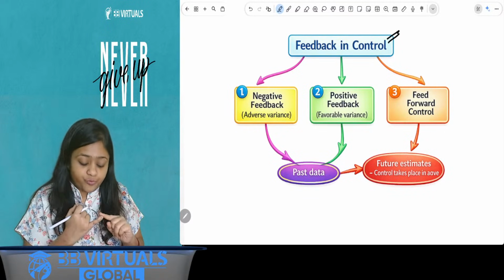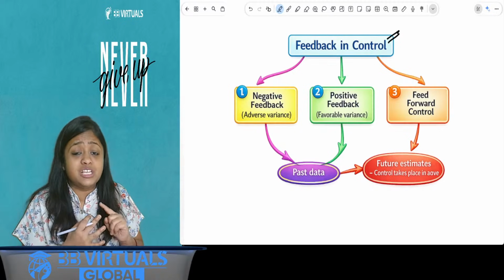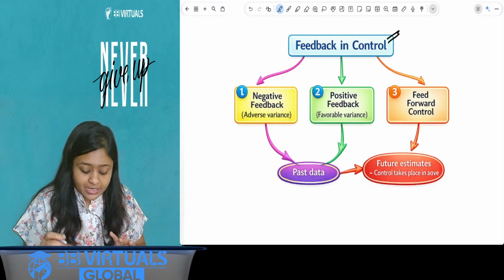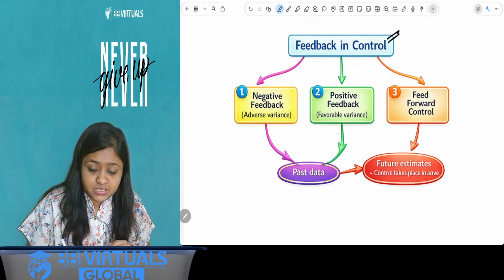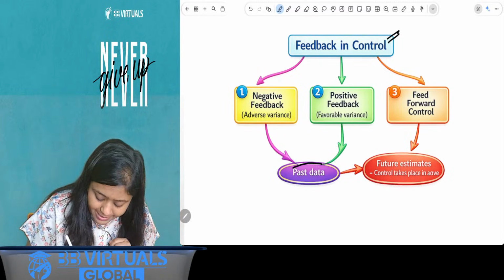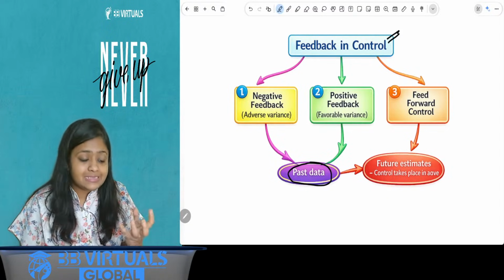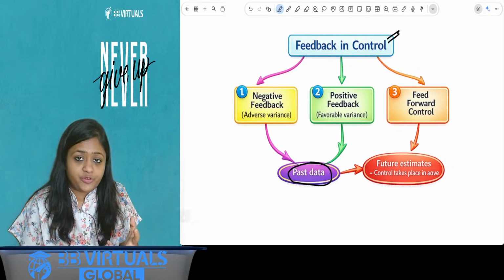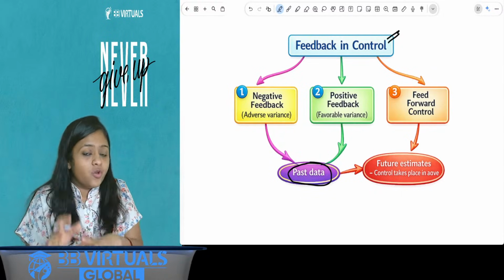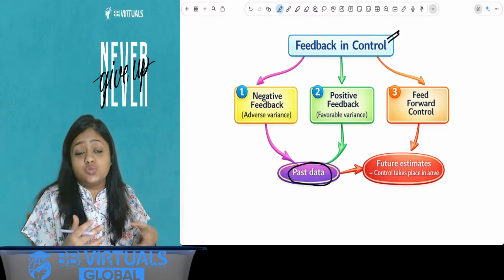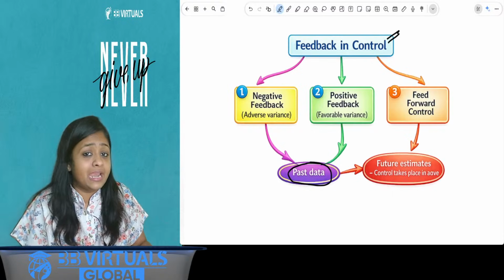So you can have a negative feedback, you can have a positive feedback, and the next one is feed forward control. Understand that when we have a negative feedback or a positive feedback, we base it on past data, correct? We base our negative or positive feedback on past data because the period has already gone, and now we analyze what the target was and what the actual performance was, because we do that at the end of the year.